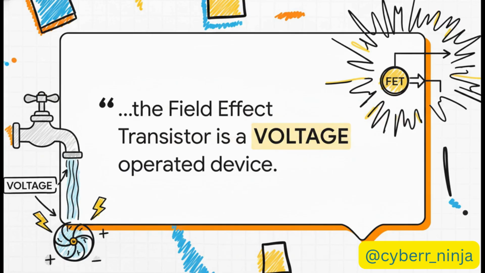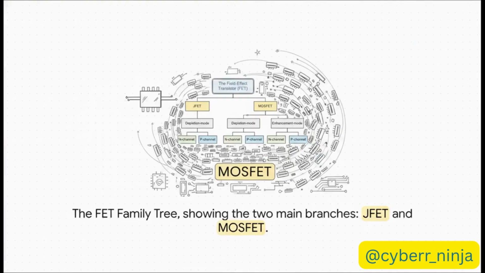So instead of a little flow of water turning the handle on our faucet, imagine the pressure of the water is what opens the valve. You don't need a flow, you just need the presence of that pressure. This is a huge deal. And the FET family is pretty big, with two main branches. On one side, you have the JFET. On the other, the MOSFET. And as you can see, it gets even more complex from there. But the one we really care about, the one that truly took over the entire world, is the MOSFET.